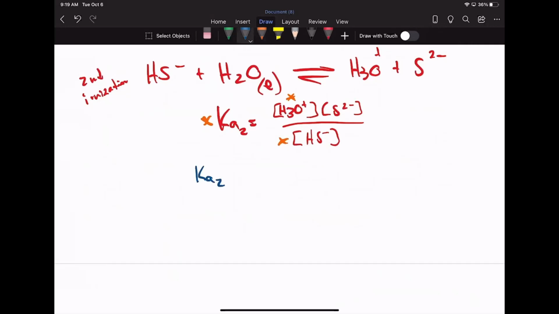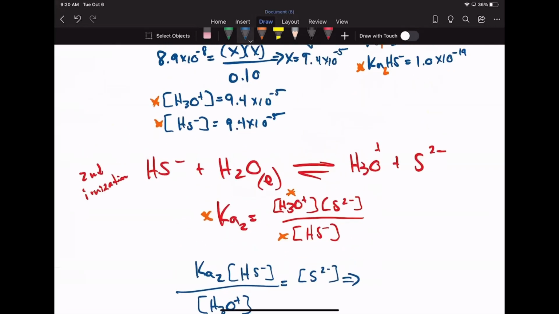If I rearrange this, the Ka2 times the concentration of HS minus divided by the concentration of H3O plus is equal to the concentration of S2 minus. And that's just algebra. I just rearranged this equation. So let's go ahead and fill in all of those values.